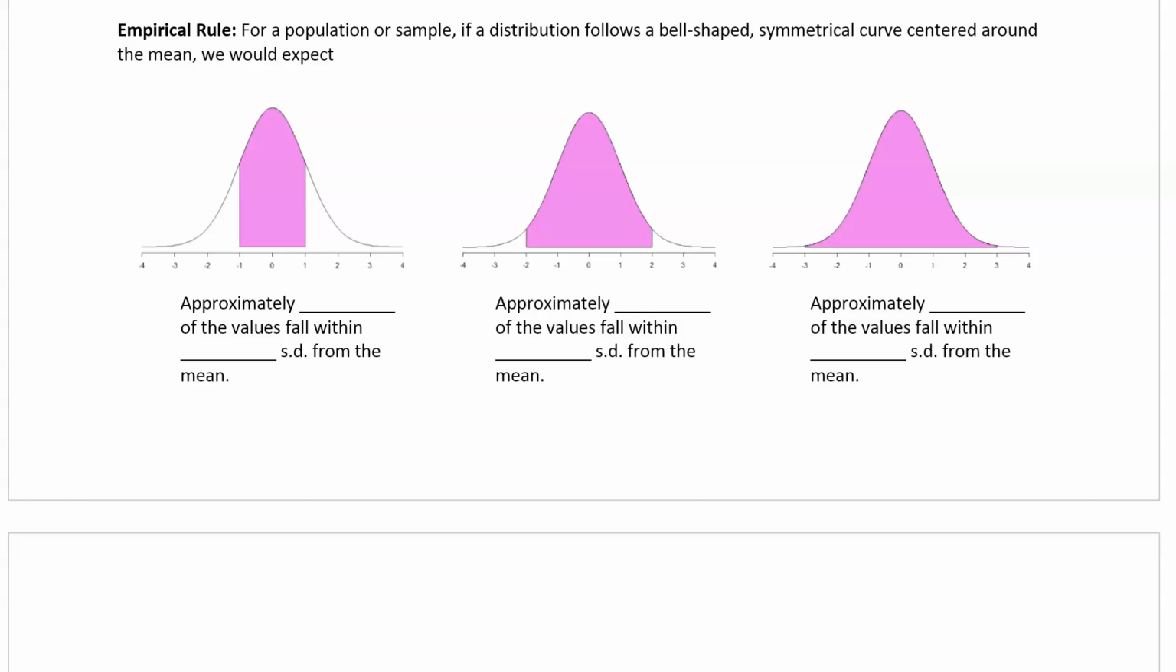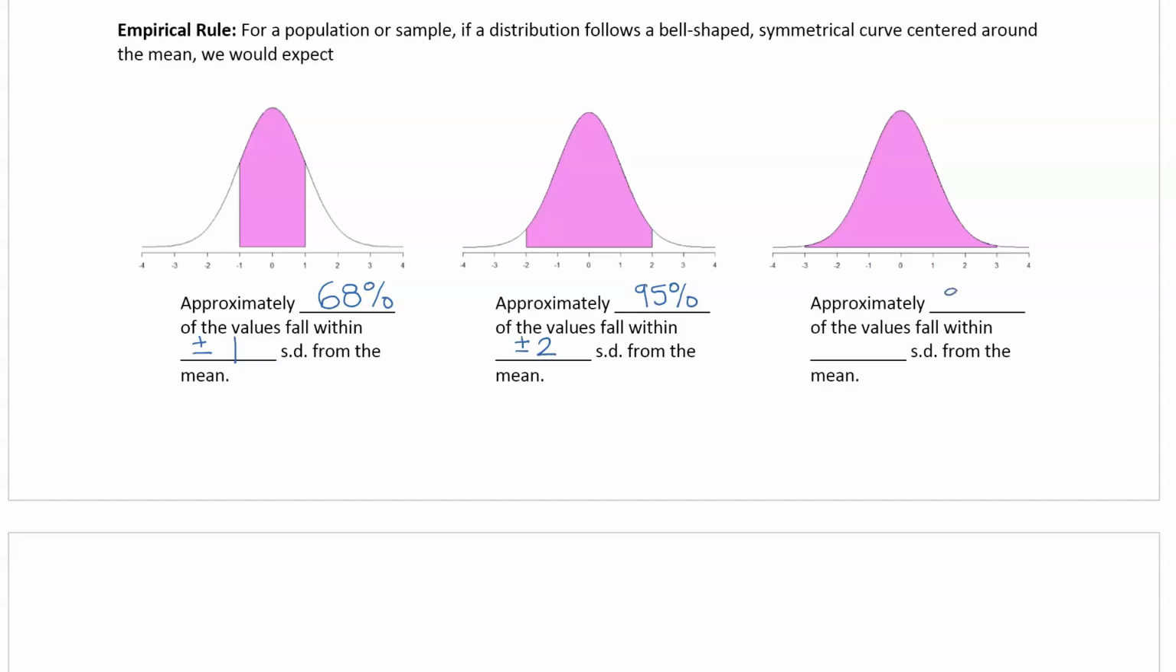This video will cover the empirical rule. If a distribution is bell-shaped and symmetrical, the distribution will have the following qualities. Approximately 68% of the values will fall within plus or minus 1 standard deviation. Approximately 95% of the data values will fall within plus or minus 2 standard deviations.